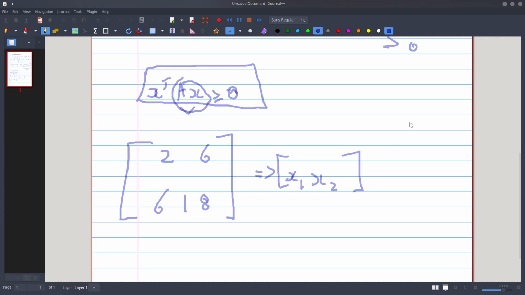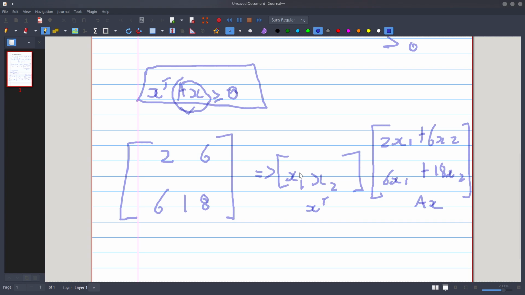And what you're going to get is this matrix here. So 2x1, and you can carry out that multiplication if you want to. 6x2, 6x1, and then 18x2. So it's fairly simple. This is x transpose Ax, right? This is Ax here, and this is x transpose. And this thing needs to be greater than 0.